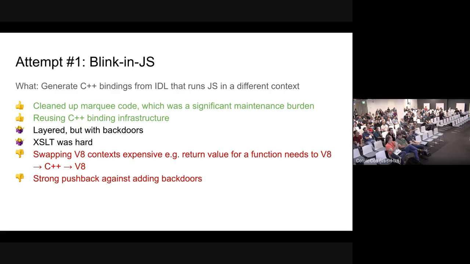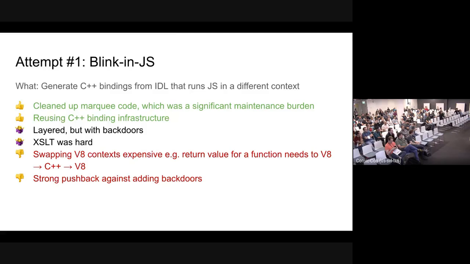And at the time, we had a strong resistance to adding backdoors. Part of the whole point of this was to get nice layering. And the only way we could get BlinkOn.js to work was with a bunch of backdoors that undid a lot of the layering. And so I put the layered but with backdoors as a kind of shrug. It got some layering, but it didn't get fully there. Okay, that's it for BlinkOn.js.